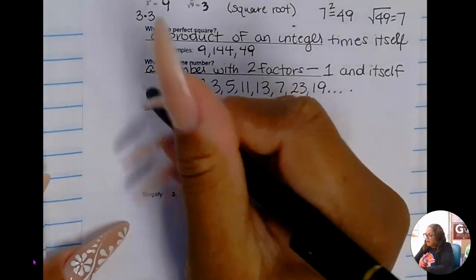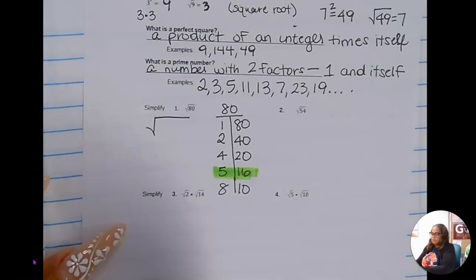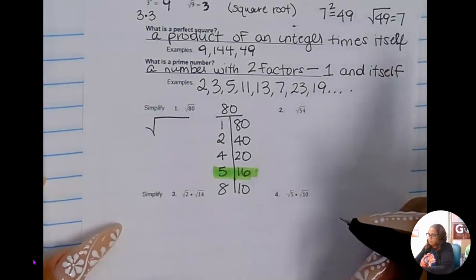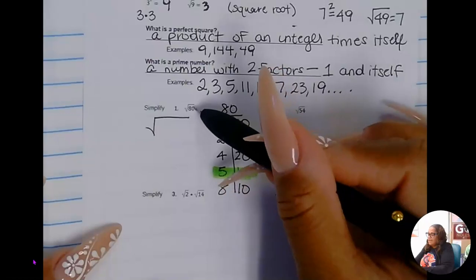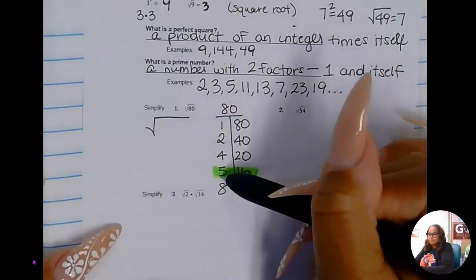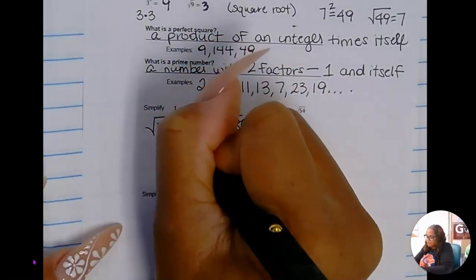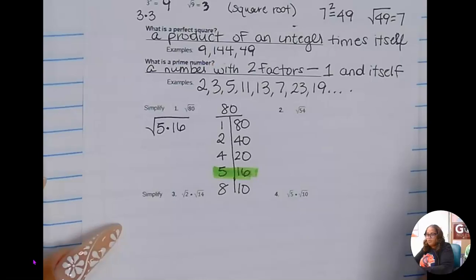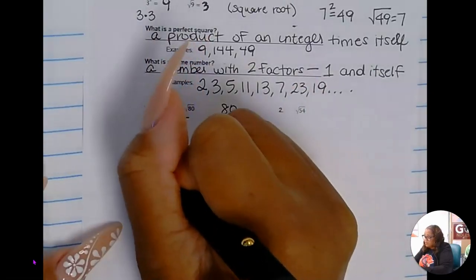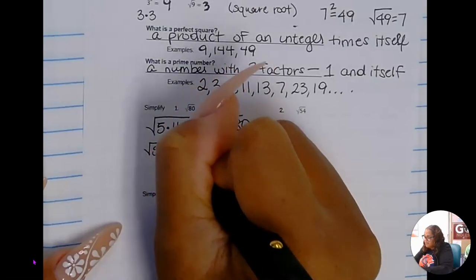So now we're going to rewrite our radical. And now I need 80. What times what gives me 80? 5 times 16. Okay? Once I separate them under the radical, I am now going to give them their own radicals. The square root of 5 times the square root of 16.